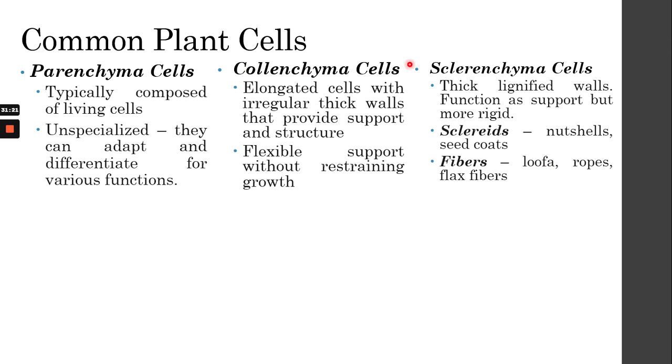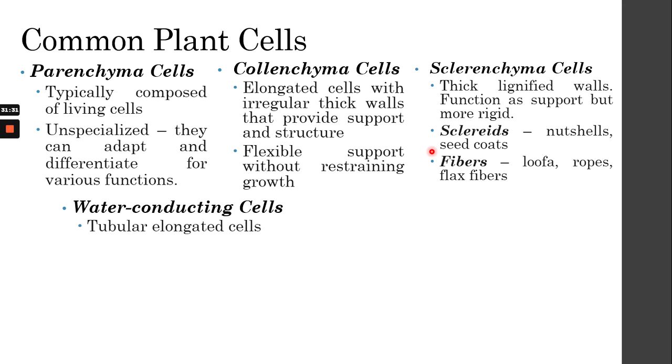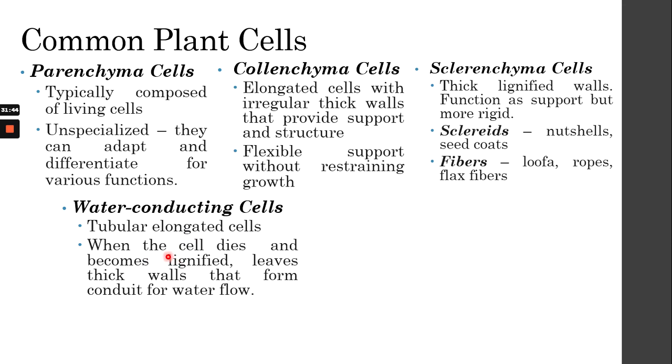So these are more specifically what I want you guys to remember, and then the remaining two are just a little bit more about the xylem and the phloem. Xylem and phloem are the water conducting and sugar conducting tissues. In the xylem tissues, you will find the water conducting cells, which are tubular and elongated cells, and when they die, they actually become lignified as well, similar to sclerenchyma cells, and they leave these thick walls so that water can flow into the plant, from the roots onto the shoots.